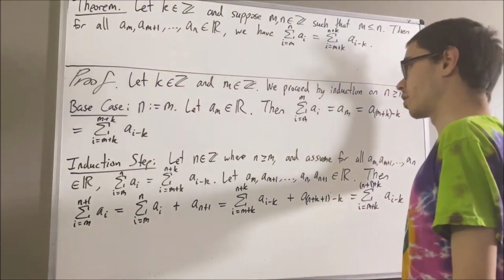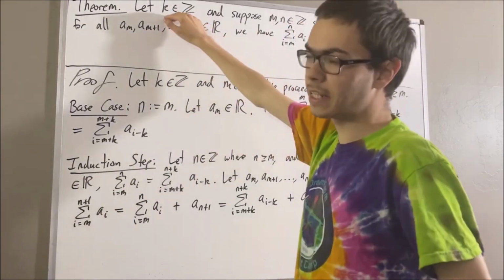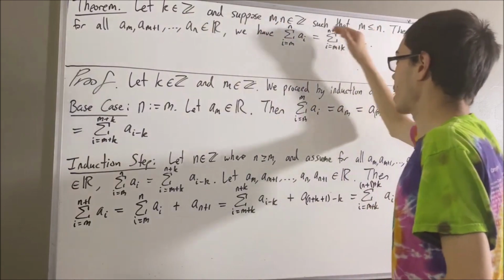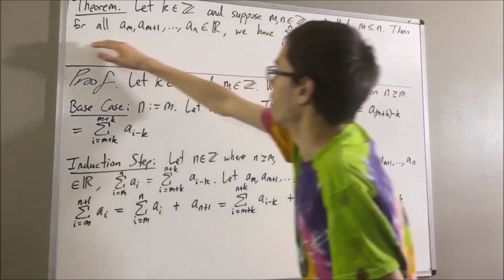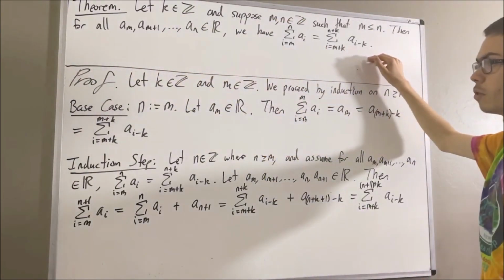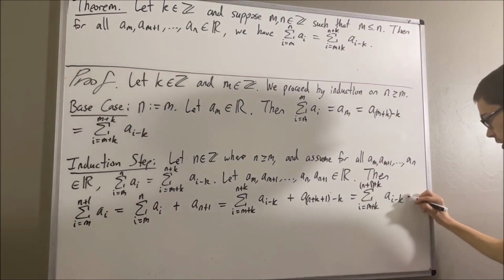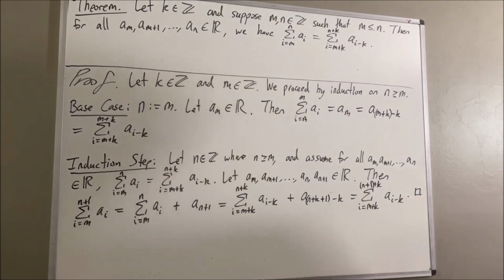So putting this all together, what we have now is given any integer k and any integer m, then for every integer n greater than or equal to m, this is true. Which means we've proven precisely the theorem, and that's exactly what we wanted to prove. So this completes the proof. And so yeah, that's pretty much it for this video.